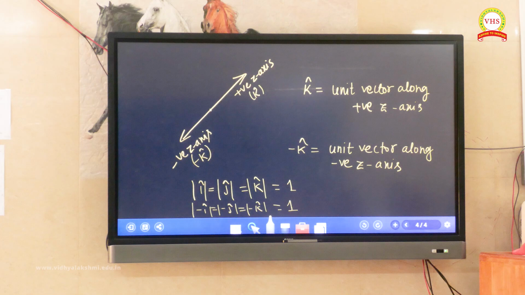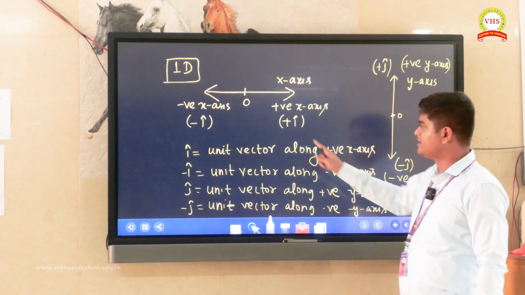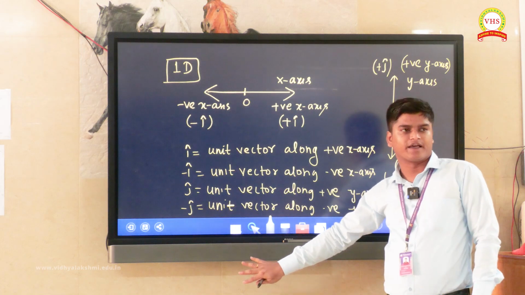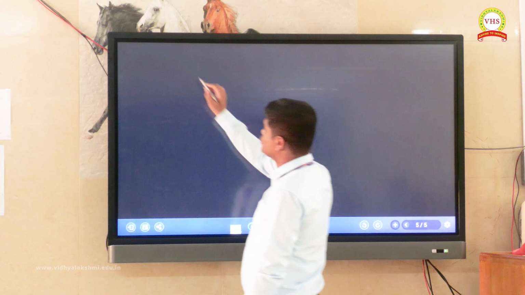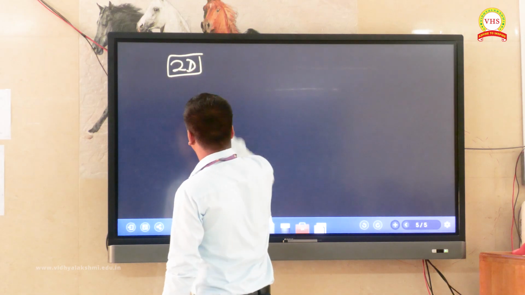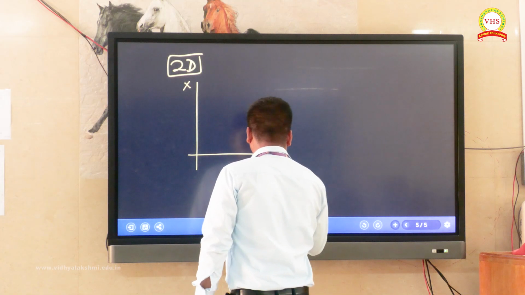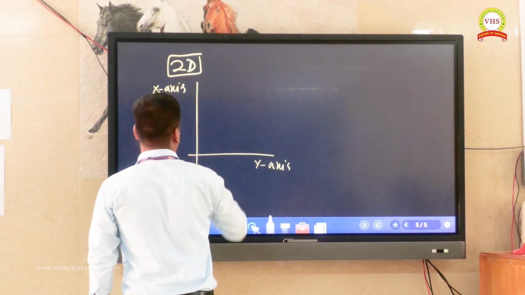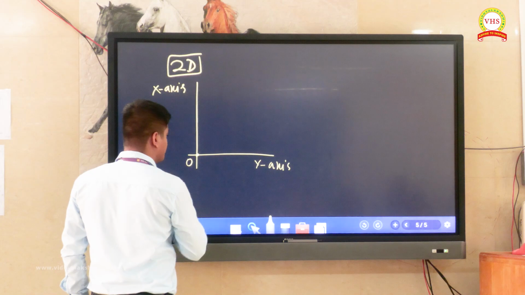Okay. So now you want to write a little about 1D, 2D, 3D. So let me complete this. 1D I completed, right? X axis, y axis. Individually you are seeing i cap, j cap, k cap. Suppose I am taking here 2D. 2D means 2 dimension. Here I have x axis and y axis together. Now this is your origin O.